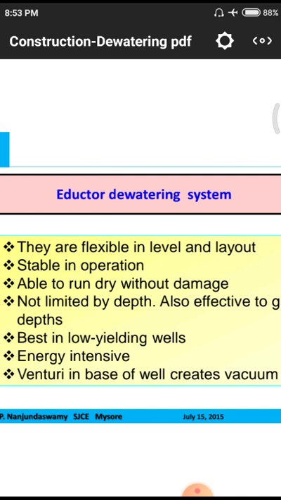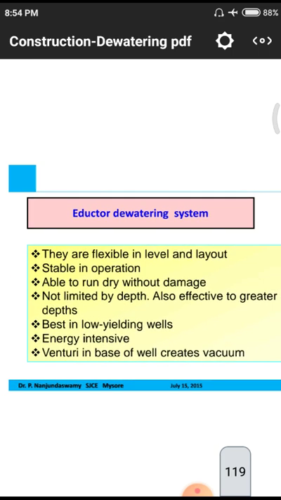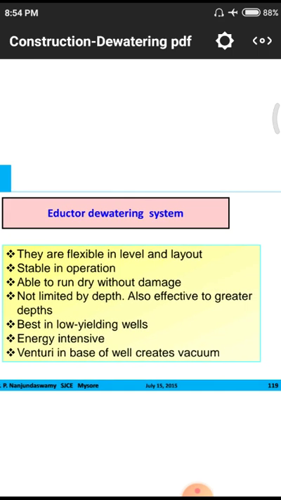Because we are using heavy equipment for the drawdown of the boreholes. But in case of these ejector dewatering systems, we need to use small diameter pipes. That means 5 to 10 centimeters. 5 centimeter pipes are normally sufficient for extracting the water from higher depths, so that there may be less damage to the surface. Next one is not limited by depth, also effective to greater depth.